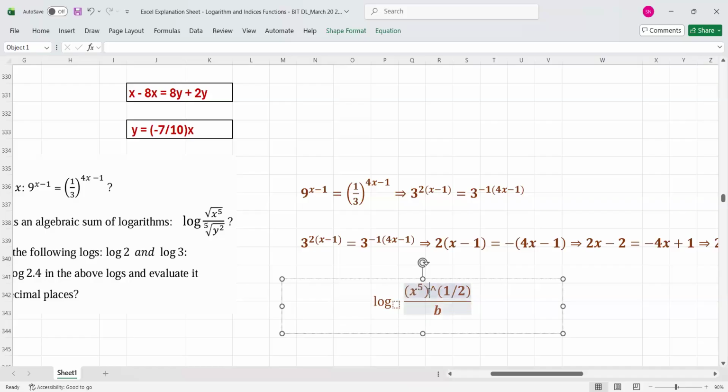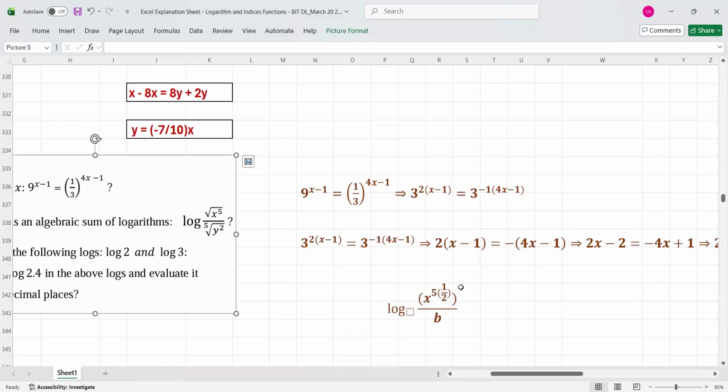So all I'm saying is that this term you have here can be written as all raised to the power 1 over 2. So this was 5, and all this times 1 over 2. Okay, so this is what you should have if you change the square root of x raised to the power 5 into indices.